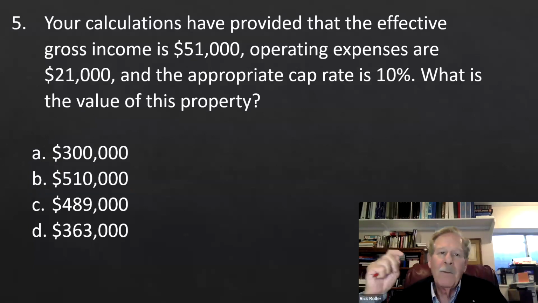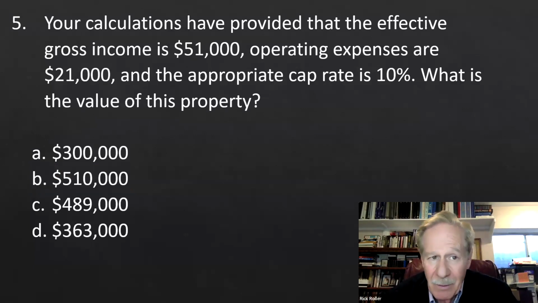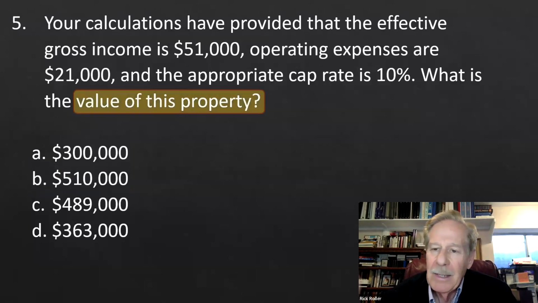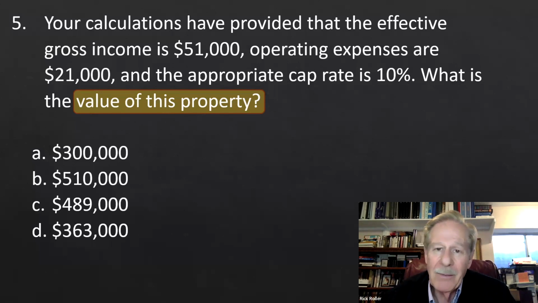Okay. Your calculations have provided that the effective gross income is $51,000. Operating expenses are $21,000. And the appropriate cap rate is 10%. So what's the value of this property? Well, what we're solving for is value. And we derive that by using a cap rate. Cap rates are always annual.